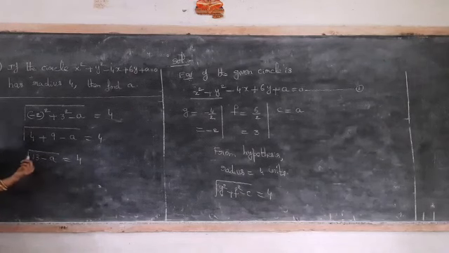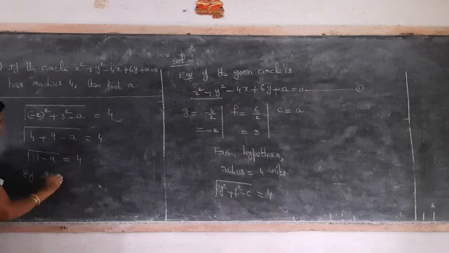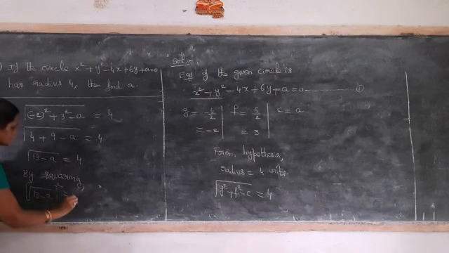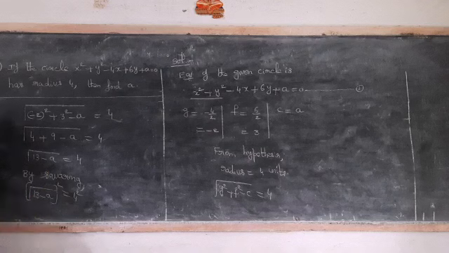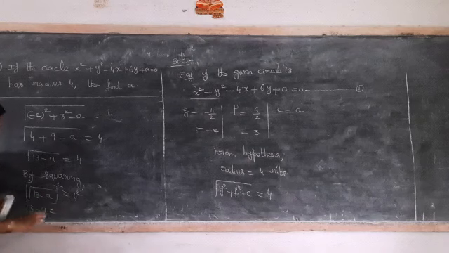Now for eliminating this root symbol, I do squaring. So you get by squaring, root 13 minus a whole square is equal to 4 square. Squaring means LHS whole square is equal to RHS whole square. Here square root are cancelled, you get 13 minus a is equal to 4 square, that is equal to 16.